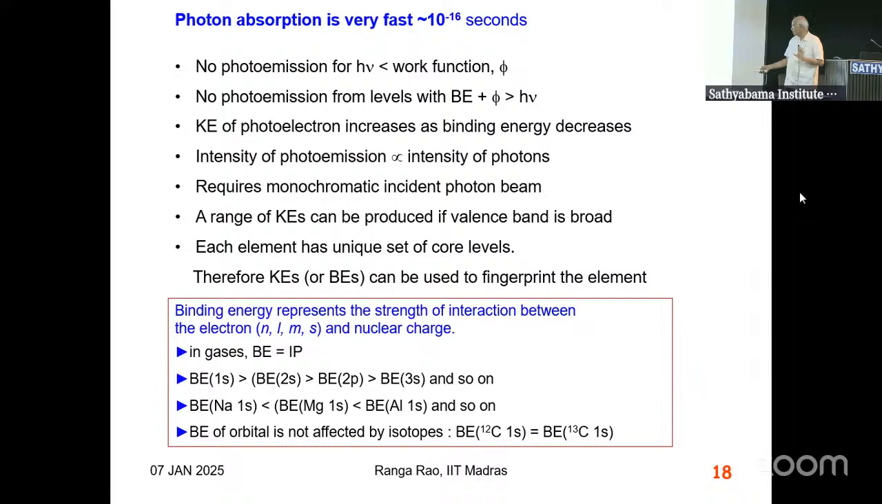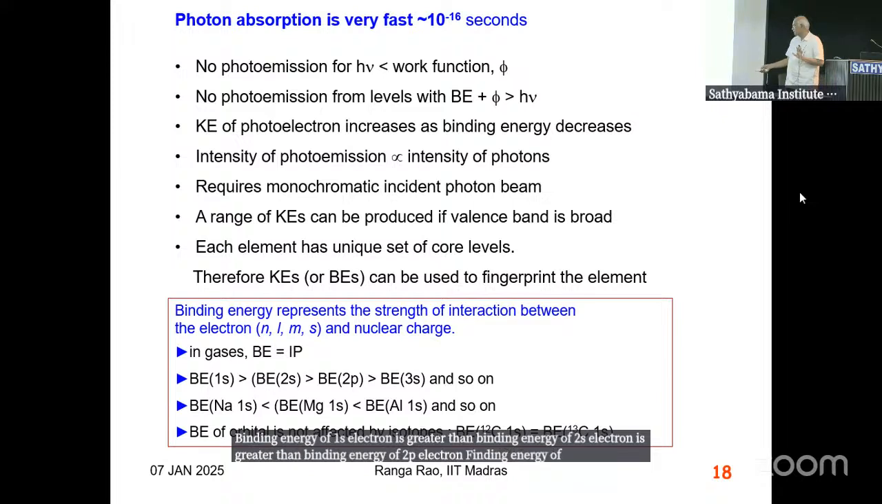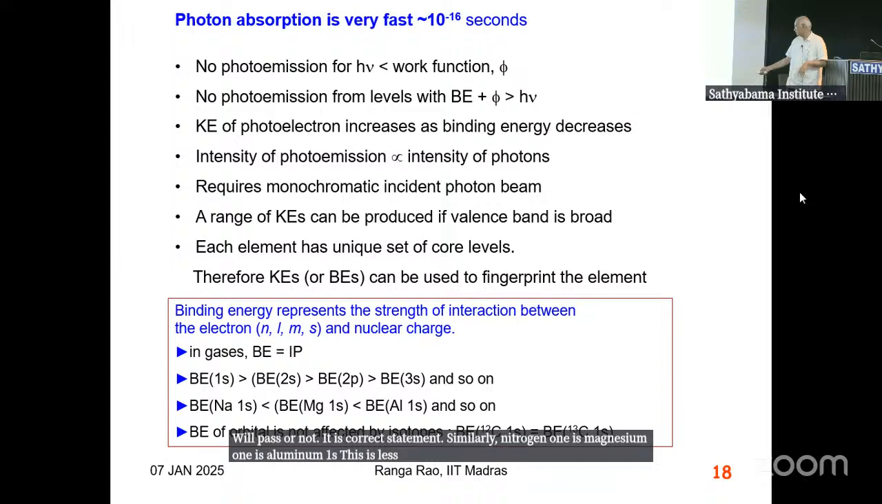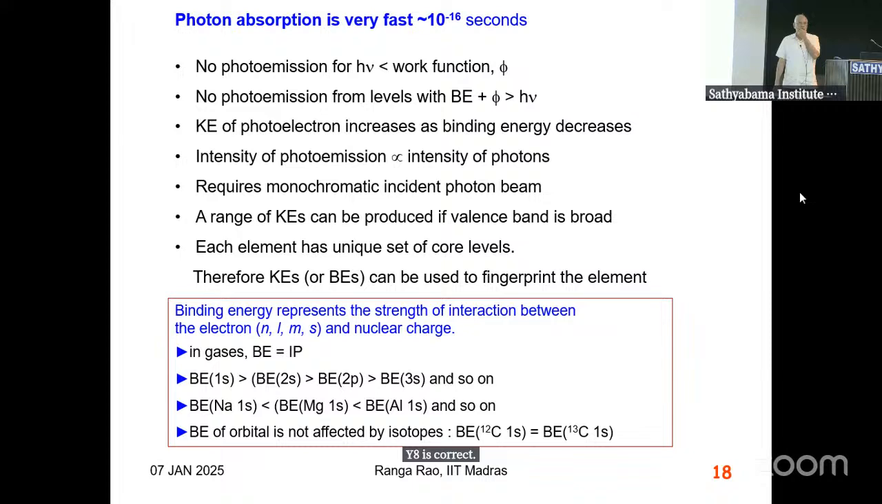Binding energy of a 1s electron is greater than binding energy of a 2s electron, which is greater than that of a 2p electron, then a 3s electron, and so on. Is this statement correct? I am not allowed to examine you, I think. Otherwise, I will put a question paper to you. Pass or not? Is this a correct statement? Right? Similarly, nitrogen 1s, magnesium 1s, aluminum 1s. This is less than this, that is less than that. Is that also correct? Why is it correct? Why is the first to the second one correct? Why are the second one and third one also correct? Why is it?